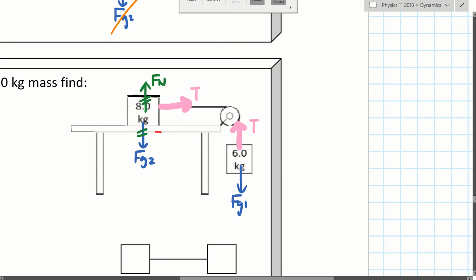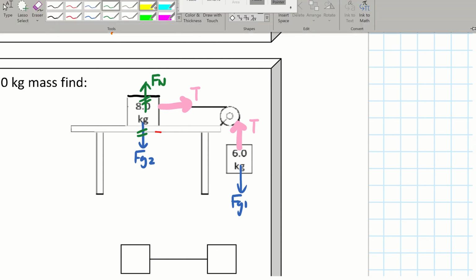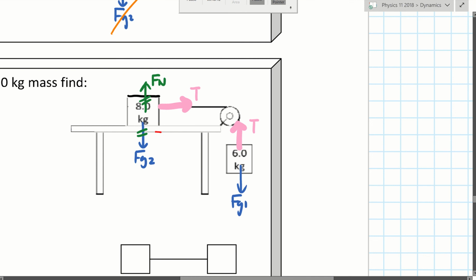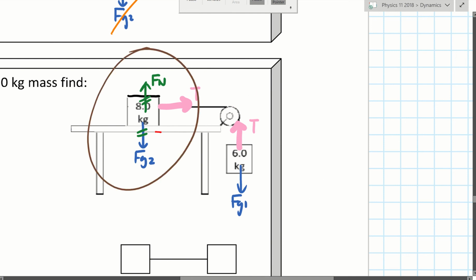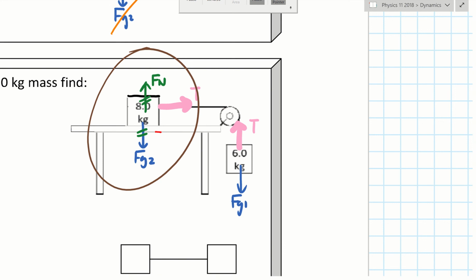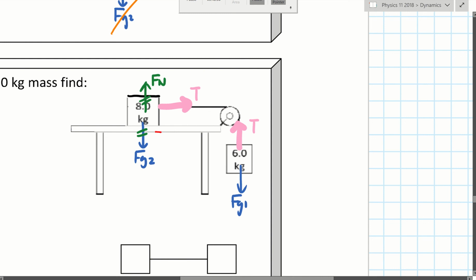Now we have to determine which way to give our friction. So let me give you options. Now, first of all, where is friction? Is friction on this box or on this box? On the vertical box right here, friction, if there is any, is only air resistance, which is too small, we don't count it for physics 11. So friction should be on this box because this box is the only one that's actually rubbing against the surface of something. The other box is hanging in the air. It's not rubbing against anything. So friction is on the 8 kilogram box.